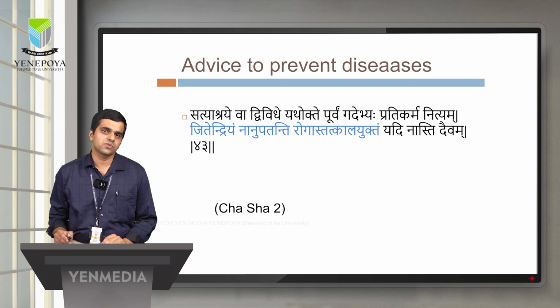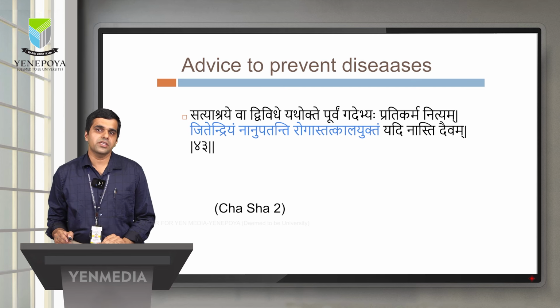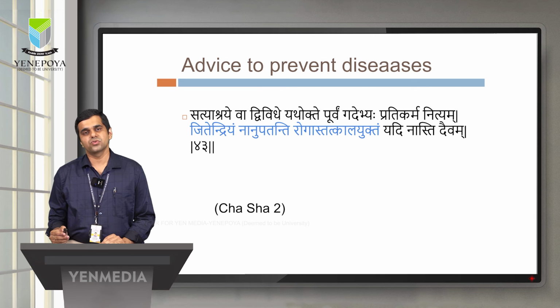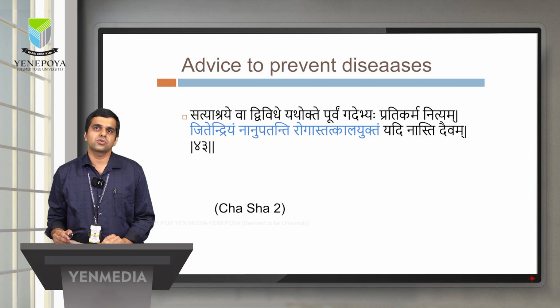Vivide means shariraja as well as manasaja, related to body as well as mind. Purvam gadebhyah pratikarma nityam. What should the person have? Jitendriyam. You should have victory over your indriyas. You should have control over your 10 indriyas. That itself is very difficult, isn't it? Nanupatanti rogas tatkala yuktam yadinasti daivam.